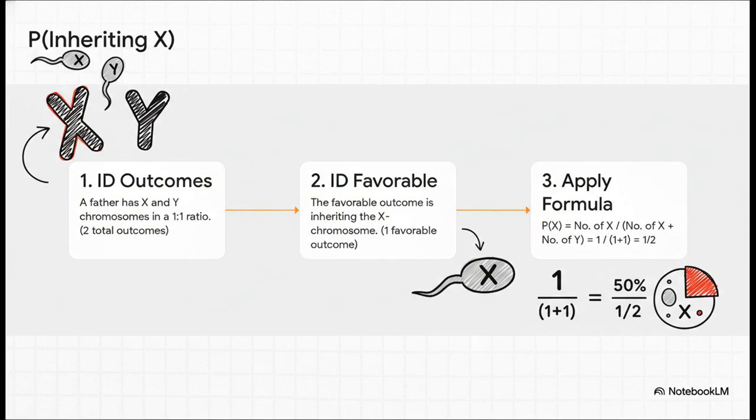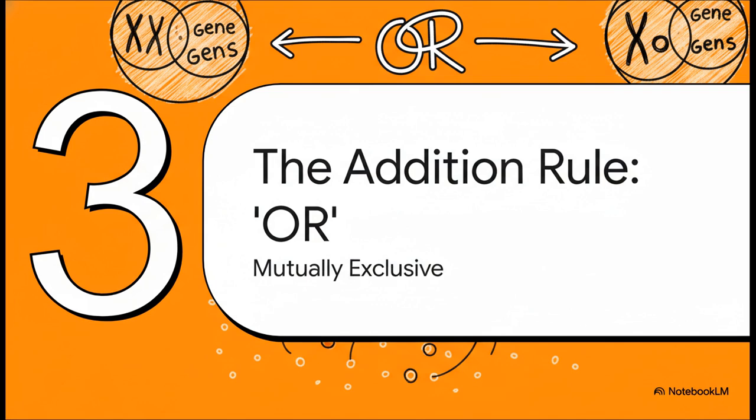Let's make this real with a quick example. What's the chance an offspring gets an X chromosome from the father? Okay, step 1, what are the total possible outcomes? Well, sperm can carry either an X or a Y chromosome, so that's 2 total outcomes. Step 2, what's our favorable outcome? We're looking for the X chromosome, so that's 1. Now we just plug it into our formula. 1 divided by 2, the probability is 1/2, 50%. See? Simple as that.